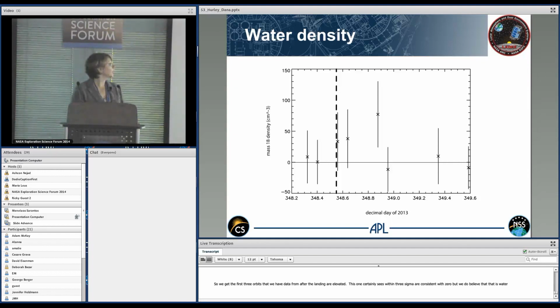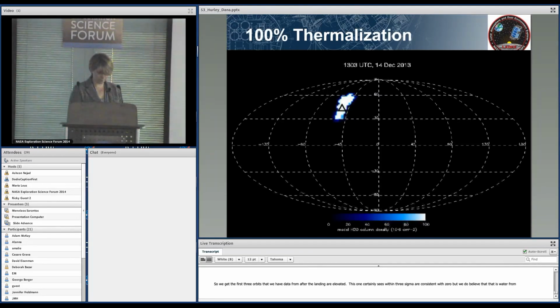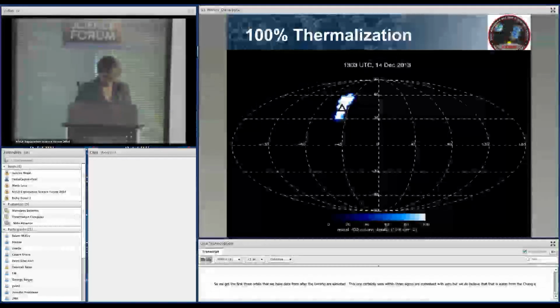the Chang'e-3 landing. So I don't know if this will play.